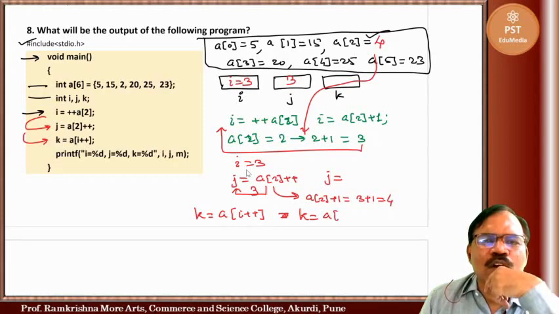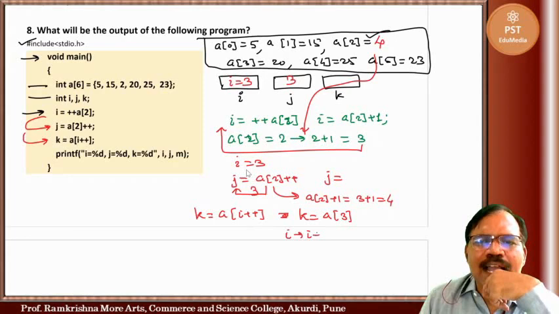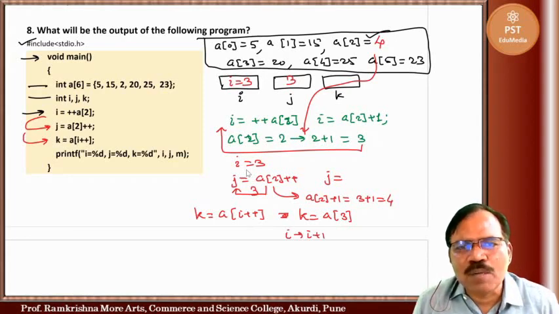K is equal to what? A3. And then I is increased by I plus 1. So what happens? The first value of I is used. What is the value of I? It is 3.